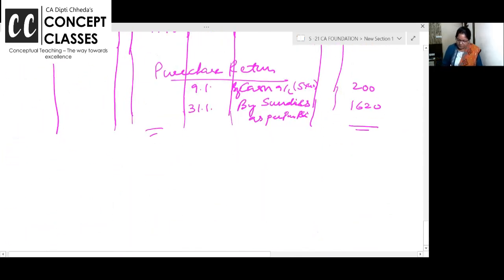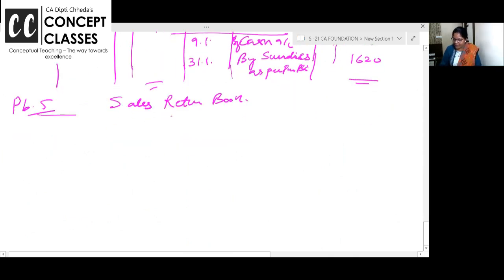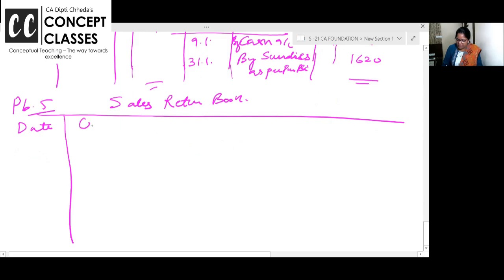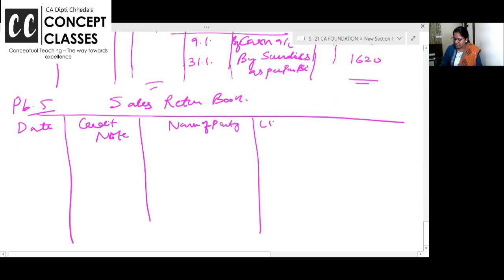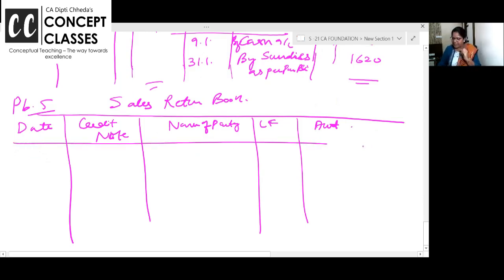Fifth problem. Sales return book. What are you doing to the party? Credit. Sales return to party, what will we write? Credit note. Name of party, ledger folio, and amount. I told you in amount you can make separate columns for freight, GST if there is.